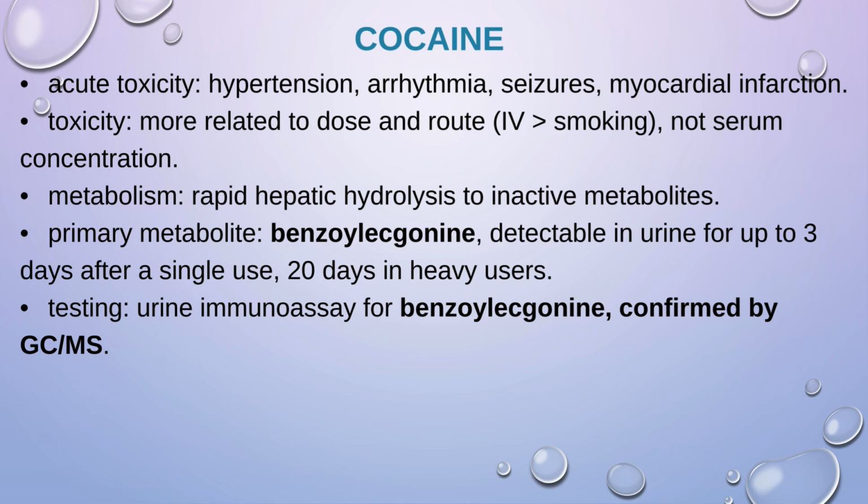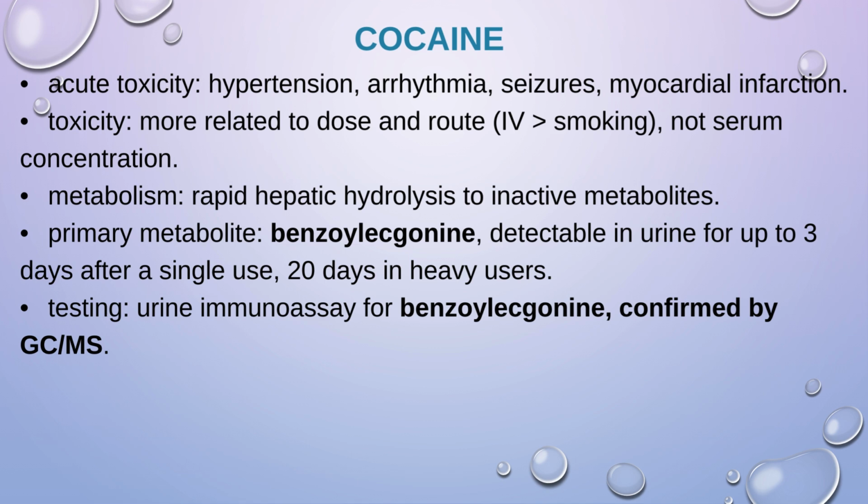And then acute toxicity: hypertension, seizures, MI. And then toxicity is related to dose and route. So IV, of course, will give you higher forms of toxicity as compared to smoking. And then metabolism: rapid hepatic hydrolysis to inactive metabolites.